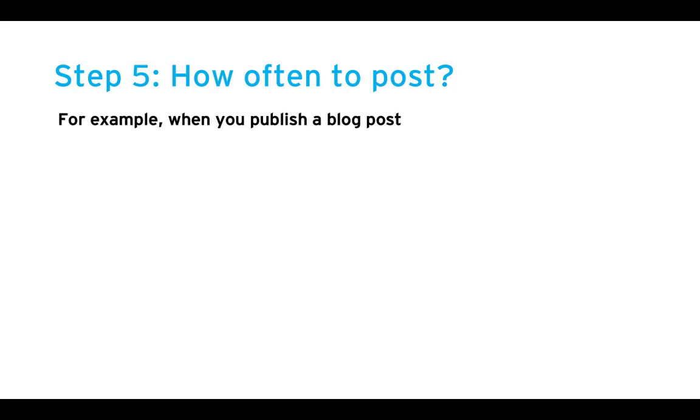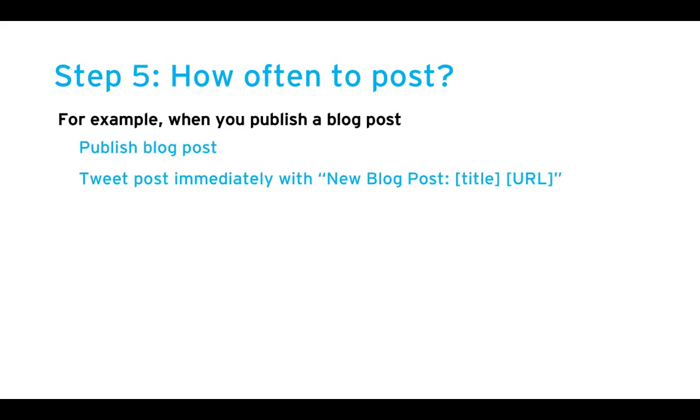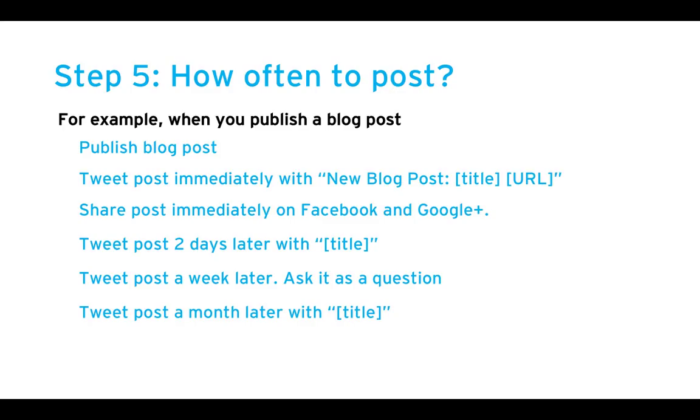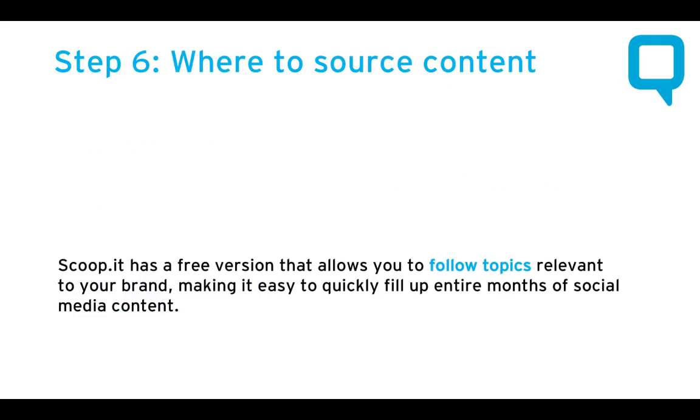So how often to post? Let's say you have a blog post. You're going to publish the blog post. Then after it's published, you might want to post it on Twitter right away, say new blog post, and put the URL and a little bit of description behind it. Share it immediately on Facebook and Google+. Tweet it 2 days later with the title. Post it a week later, asked as a question. Tweet it 1 month later with the title, and share on Facebook 2 months later. So just from one blog post, you already have content that you can put into your content calendar.